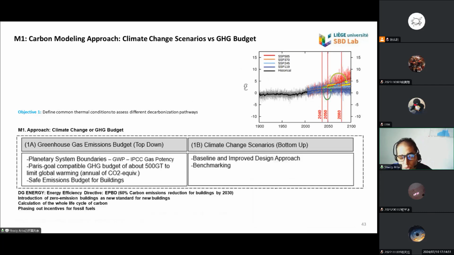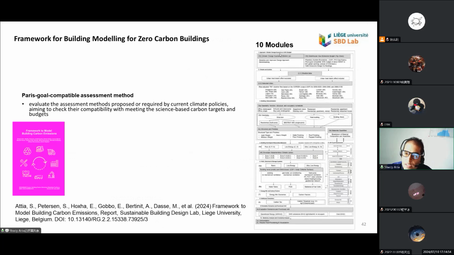So one of the first modules that you can see here, the framework is made of 10 modules. Module number 1 asks you about the approach of modeling you want to follow. Then you have to define the climate and the location, module number 2. Module number 3 is the building characterization. Module number 4 is the building envelope and renovation measures. Module number 5 is the life cycle assessment. Module number 6 is the HVAC systems and electrical and storage systems.